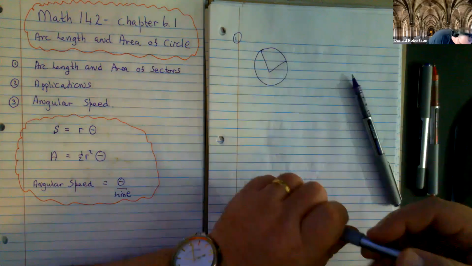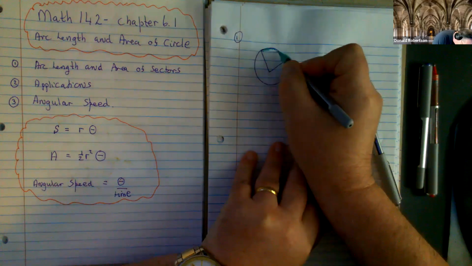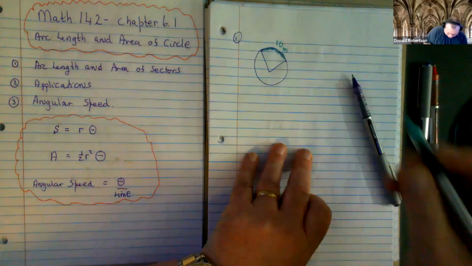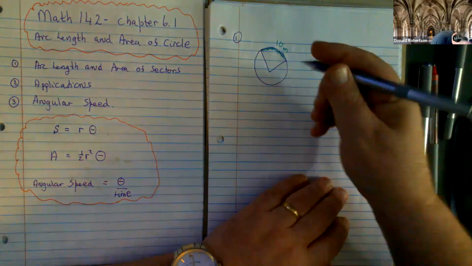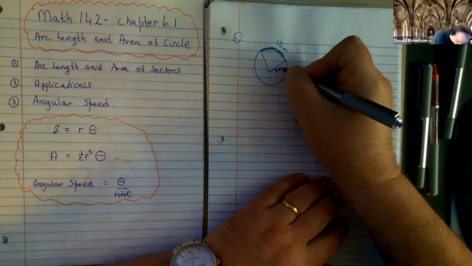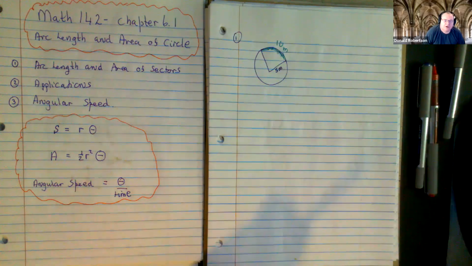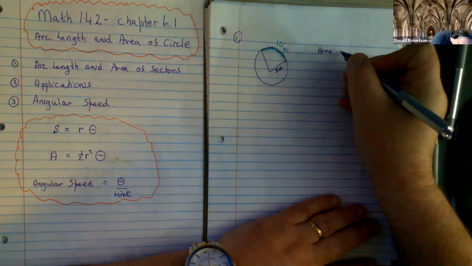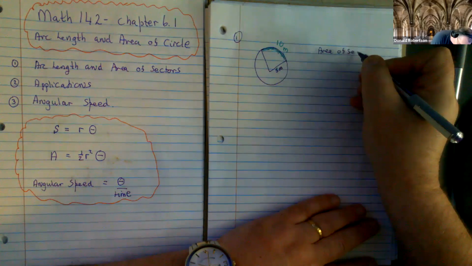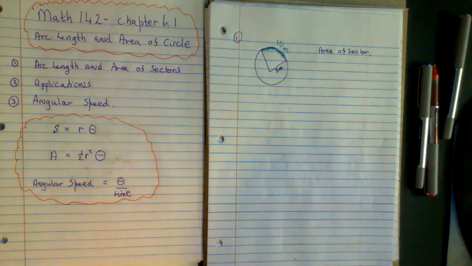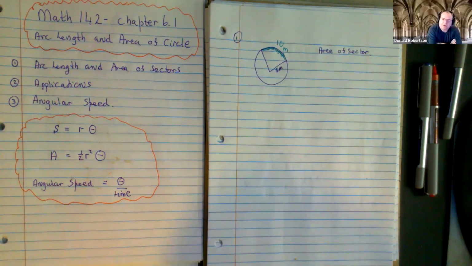So let's imagine that we told you that the arc length is 10 meters and that the radius was 5 meters. And then I asked you this question: find the area of that sector. So what on earth are we going to do?